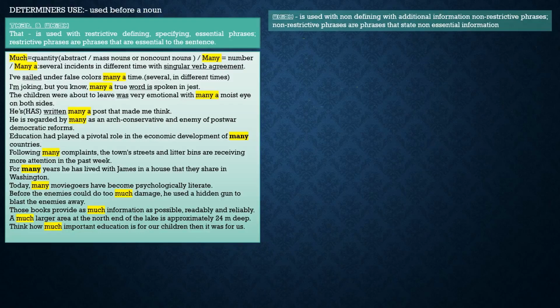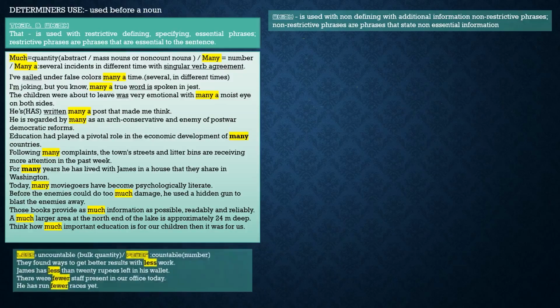Those books provide as much information as possible, readably and reliably. A much larger area at the north end of the lake is approximately 24 meters deep. Think how much more important education is for our children than it was for us.